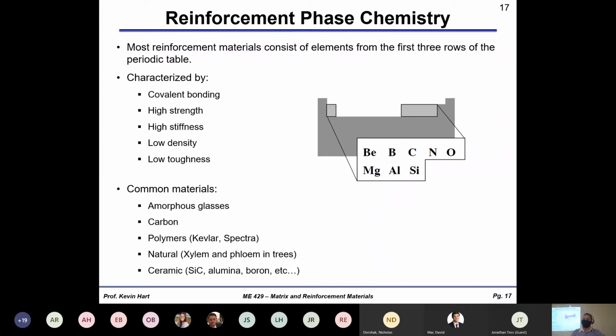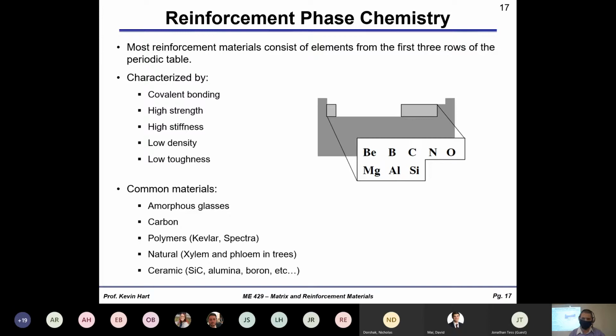All right. The reinforcement phase chemistry is built to give you that strength and stiffness, which is sort of the job of the reinforcement. It's usually consisting of elements from the first three rows of the periodic table because they're reactive and generally strong and stiff and light. So these early elemental materials are generally characterized by things like covalent bonding and high strength, high stiffness, low density, low toughness. These are all things that we would want for our reinforcement phase, aside from maybe low toughness. These are all generally good things.